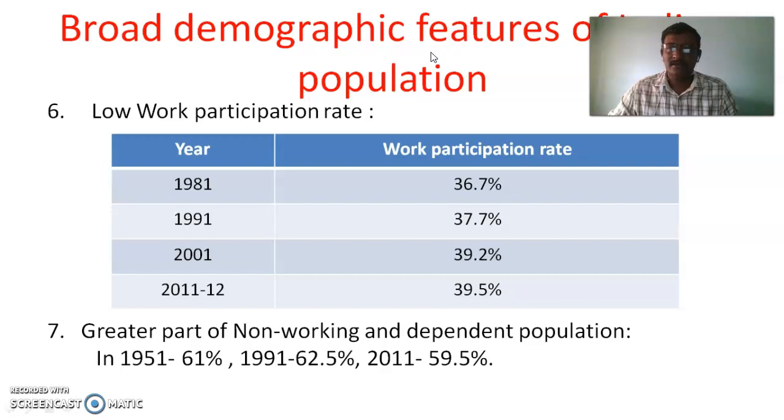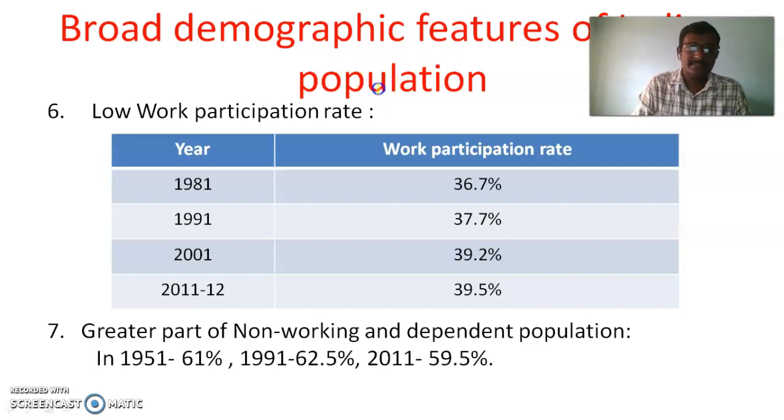It means the rate of work participation is growing very slowly. And a greater part of the non-working and dependent population is there in India. In 1951, there was 61% non-working and dependent population, which rose to 62.5% in 1991. And in 2011, this dependent or non-working population reduced to 59.5%.